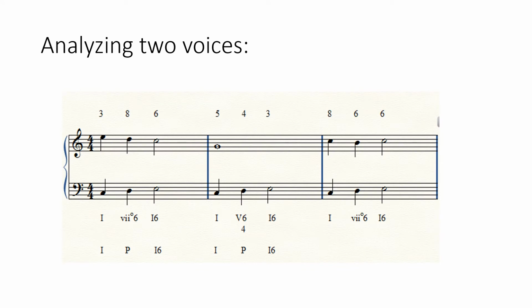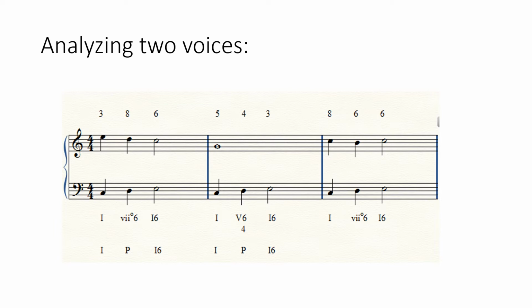So now let's analyze this further. In four parts, the passing 6/4 was clearly 1, 5/6/4, and 1 in first inversion, 1/6. When we look at the two parts, there are times that more than one option of analysis is a consideration. If we look at the first bar, we have 1, 7 diminished 6, 1/6 implied, or 1 and a passing tone in both the soprano and the bass, followed by a 1/6.